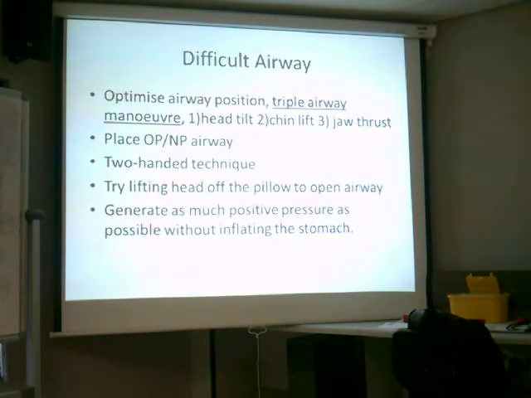Difficult airway, very important. How do we handle it? By using the triple airway maneuver. Okay? We do the head tilt. We're going to show that to you in the simulation. We're going to do the chin lift. We're going to show that in the simulation as well. And we're going to do a jaw thrust. And then you can either put an oropharyngeal or nasopharyngeal airway, either through the nose or the mouth. It's just a little piece of airway.